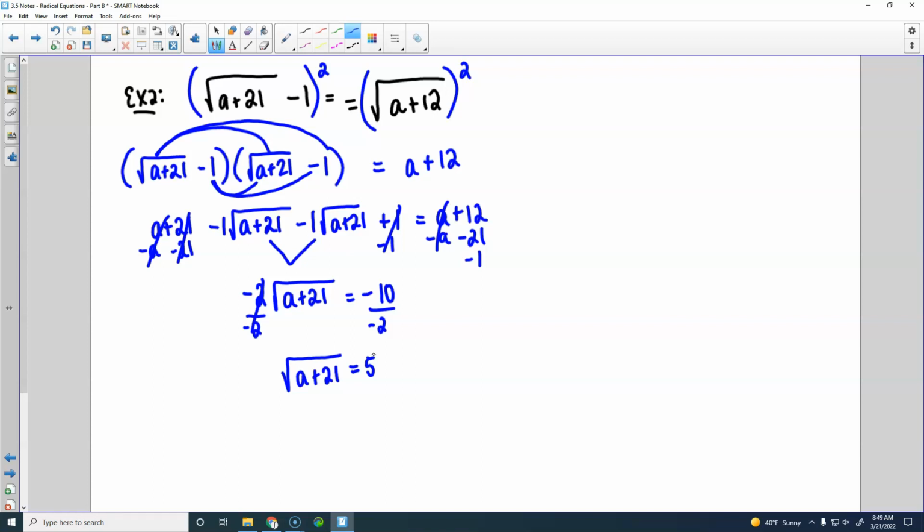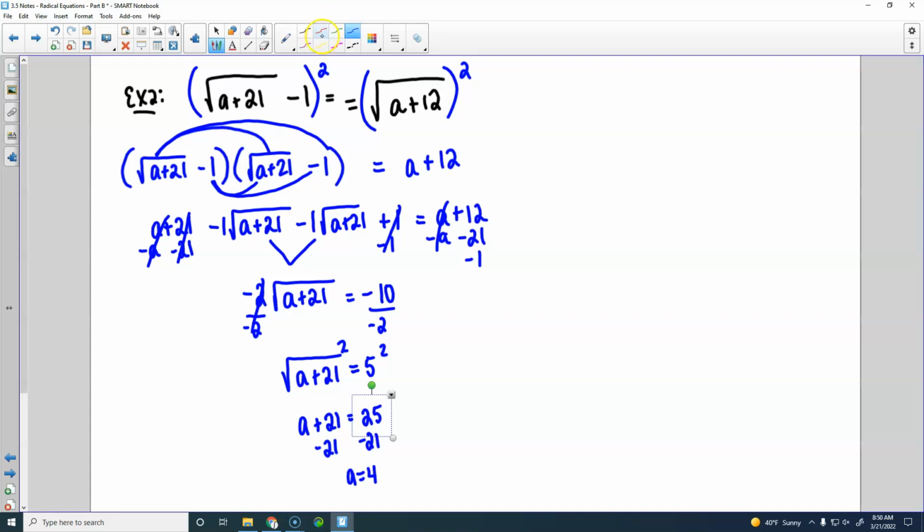Jackson, what would I do to finish solving this? I got this square root. How do I get rid of it? Yes. So I'll get a plus 21 equals 25. And then what do I have to do, Jackson? Perfect. All right, questions?